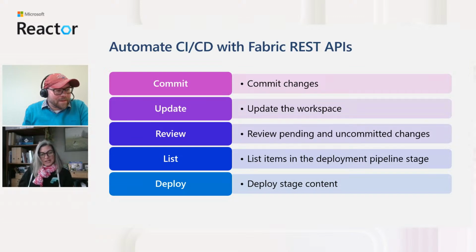You can do things like committing the changes, updating the workspace, reviewing pending and uncommitted changes, and everything you see here. So there's a lot you can do to kind of add automation into your bag of tricks. Exactly. And you can easily use this from different environments. So I don't know, Stephanie, if you know that I'm writing a PowerShell module for the Fabric real-time intelligence stuff, right? And it's out there on GitHub. And it's really easy to access the Fabric REST API. So even I can do it, right? So it's really easy to build stuff like this.